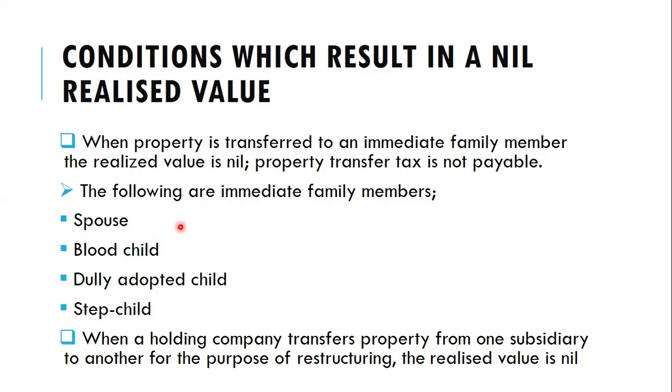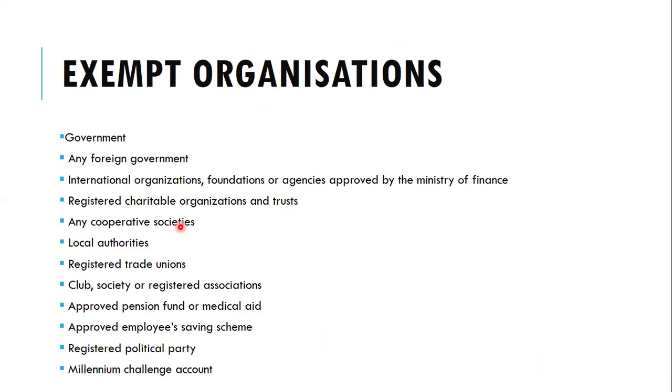So, the immediate family members are the spouse, the blood child, the duly adopted child, the stepchild. Then, when a holding company transfers property from one subsidiary to another for the purpose of restructuring, the realized value is nil. So, when a holding company is transferring property from one subsidiary to another, the realized value is nil. So these are important points that you need to look out for as you are tackling the papers.